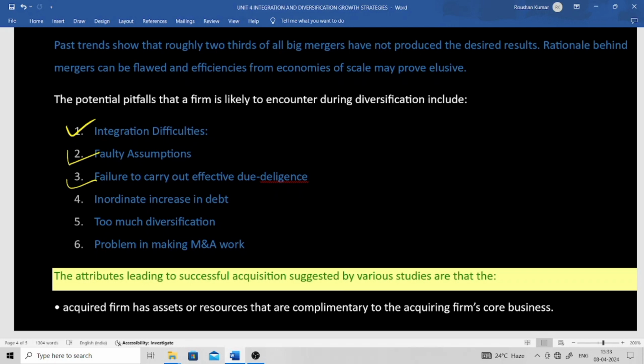Now the fourth one is an inordinate increase in debt. Firms may lose their competitive edge due to over-diversification. So it may be due to over-diversification.